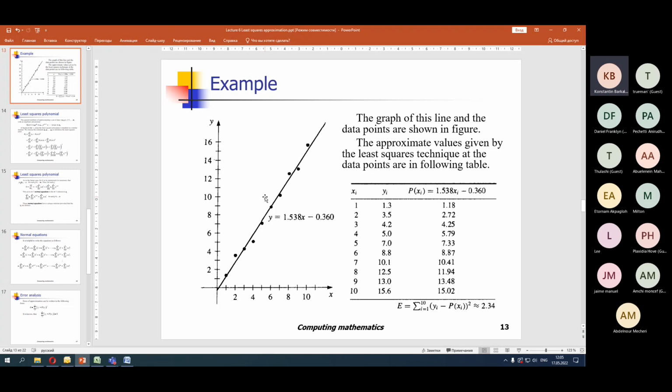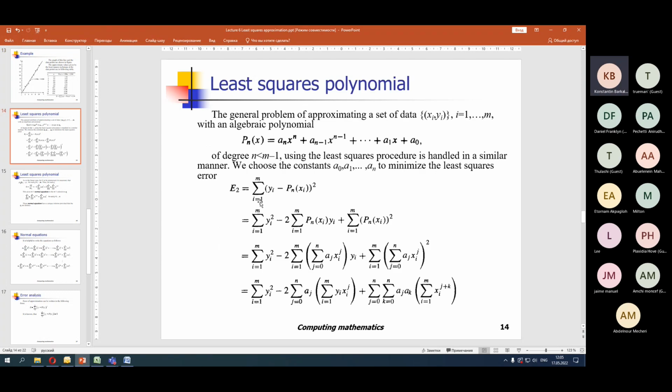Because right now we consider a particular case, the least squares line. But can we build a least squares polynomial of degree 2, or a least squares polynomial of degree 3? The answer is yes. Yes, we can do it.